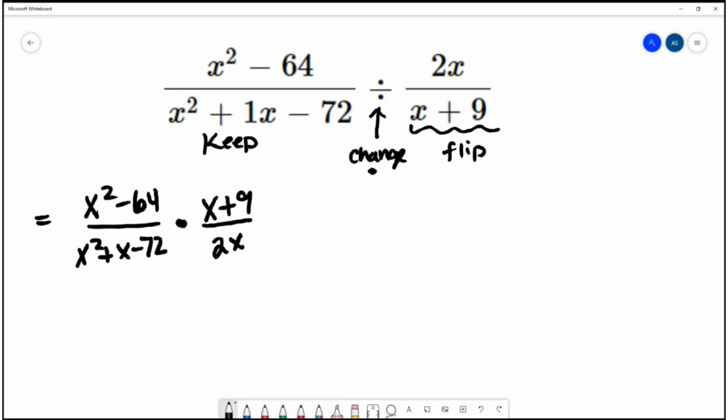And now that it's a multiplication problem, I'm going to factor each part. This needs to be factored, and this needs to be factored. X plus 9 is already in factored form, and 2x is already in factored form. So x squared minus 64, that's a difference of squares, and I can factor that as x plus 8 times x minus 8.